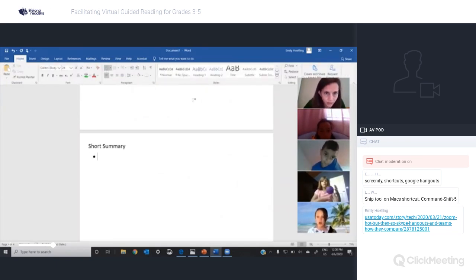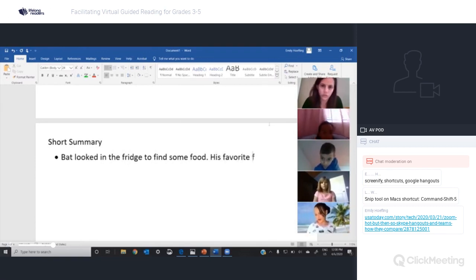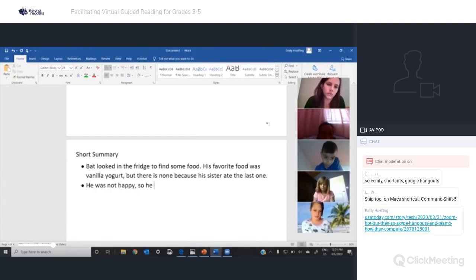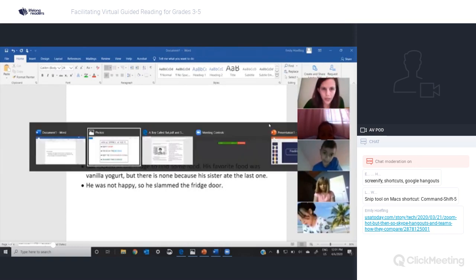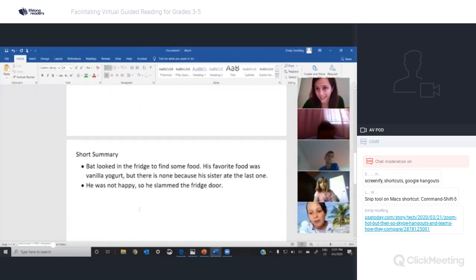Couple sentences, go ahead. Okay, so he looked in the refrigerator to find some food, and his favorite food was vanilla yogurt, but there was no vanilla yogurt because his sister ate the last one, and he was not happy about that, so he slammed the refrigerator door. Great. Okay. So that time, Lily, did Zoe keep it short? Yeah. And did she focus on the big ideas? Yeah. She did. Okay. Great.